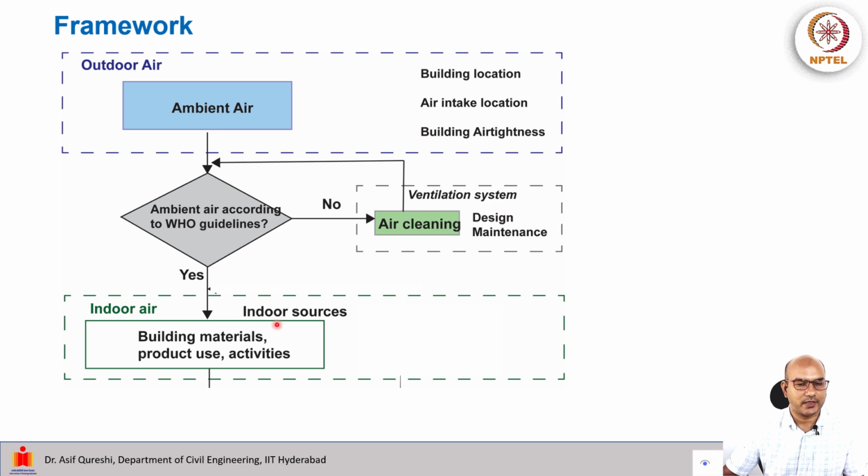So now we are looking at our indoor air, and indoor air will have some indoor sources. So these could be building materials themselves, or these could be the use of certain products. Building materials could be flame retardants on the wall, maybe furnishings. What type of product use is happening? Are we doing some cleaning activity through a mechanical vacuum cleaner or some grinding? What are the other activities? Are people smoking or walking around a lot, which will lead to resuspension of dust?